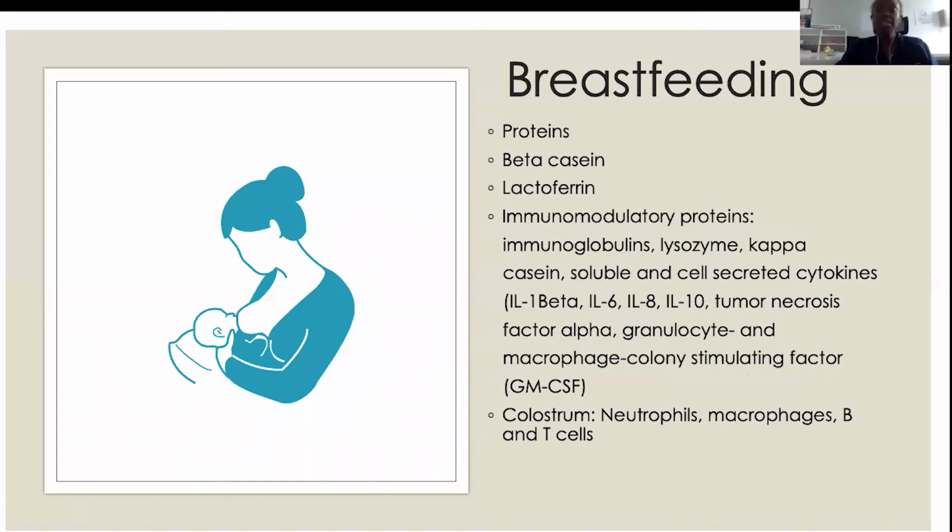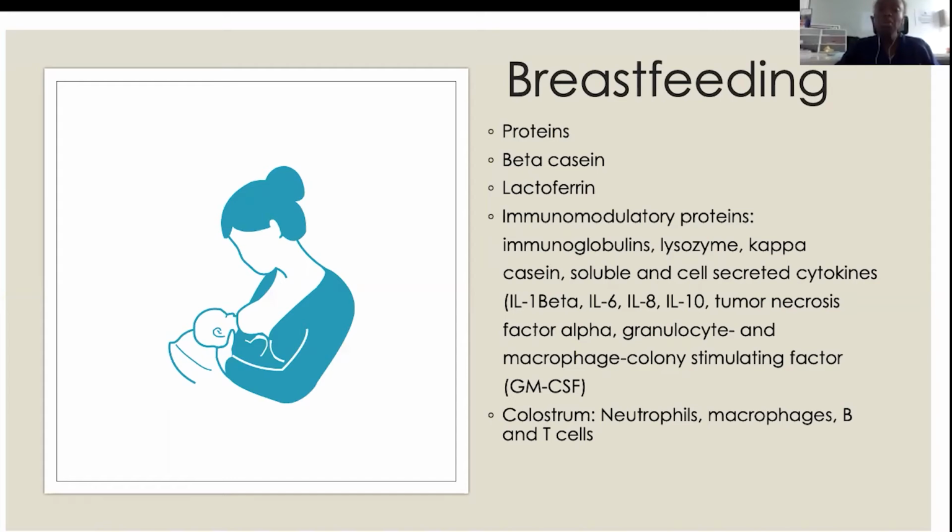When it comes to breastfeeding, especially now that we are celebrating breastfeeding week, we see that breast milk contains quite a variety of very nutritious components. Things like proteins, which aid in digestion, beta-casein, lactoferrin. Lactoferrin is known to facilitate uptake of iron and also stimulates the gut to produce some cytokines. Then we have lysozymes, which help to degrade the cell wall of gram-positive bacteria, and kappa-casein, which blocks pathogen binding to gastric mucosa.